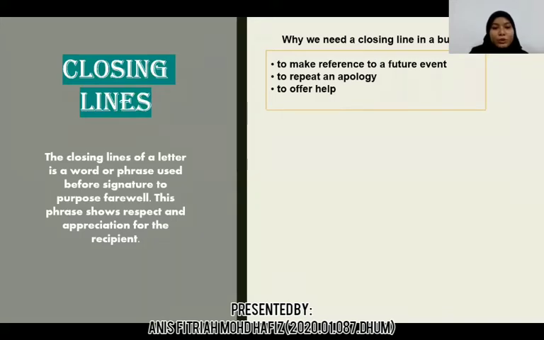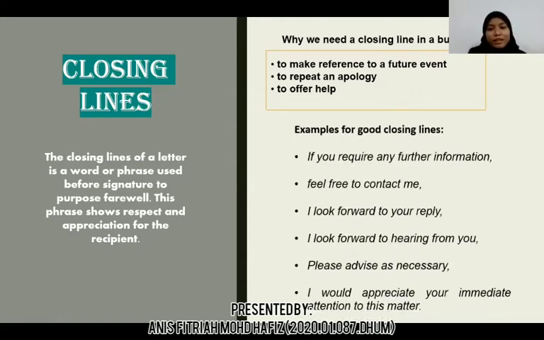Examples of good closing lines are: if you require any further information, feel free to contact me. I look forward to your reply. I look forward to hearing from you. Please advise as necessary. I will appreciate your immediate attention to this matter.